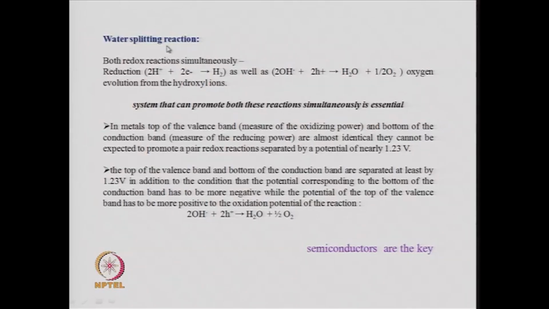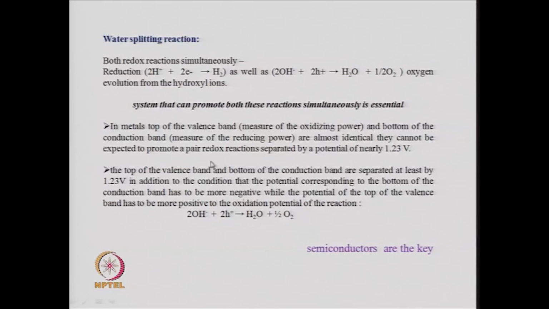So, in a water splitting reaction, both redox reactions occur simultaneously. You have reduction of protons to give hydrogen, as well as hydroxyl ions reacting with holes to give oxygen. So, hydrogen and oxygen both will be produced, and a good photocatalyst for water splitting is one which can promote both these reactions simultaneously.